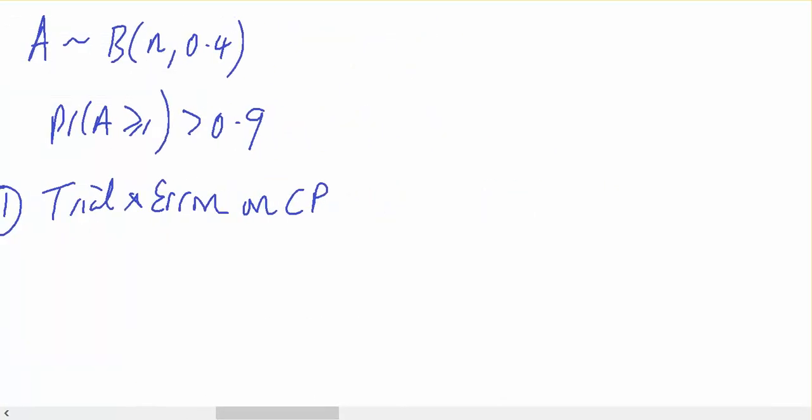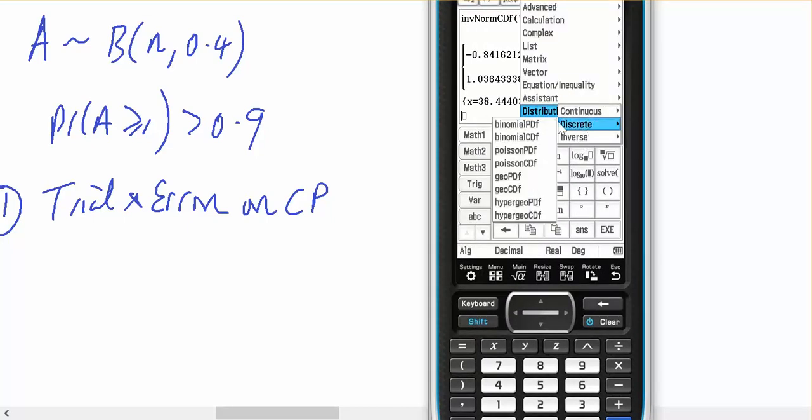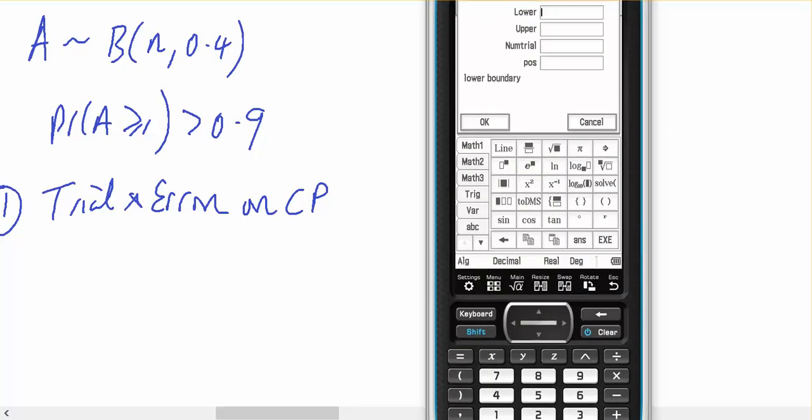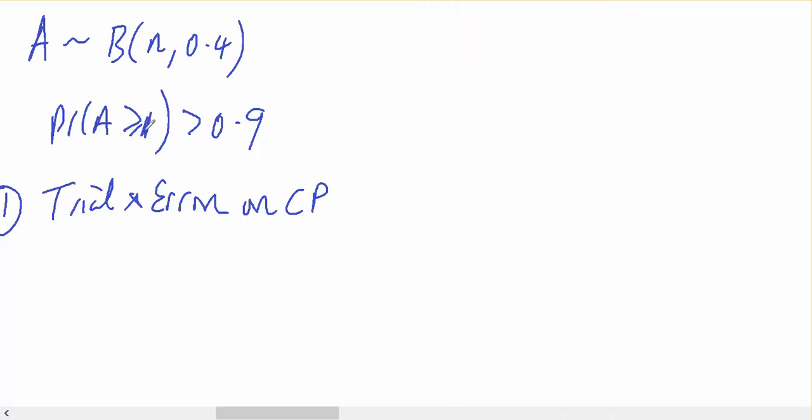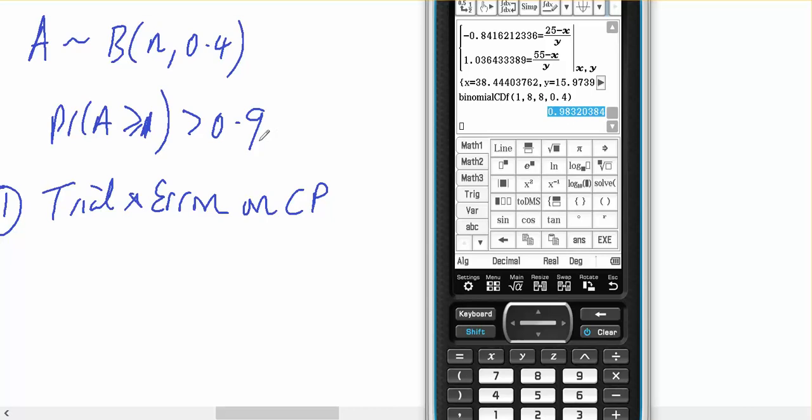On my ClassPad, I'll go to interactive distribution, discrete, binomial CDF. My lowest number is 1, and I don't know my upper number, but let's guess 8. I'm saying n is 8 and the probability of success is 0.4. When I press that, I get much greater than 90%. I've got 0.99. So maybe I should try n equals 6.